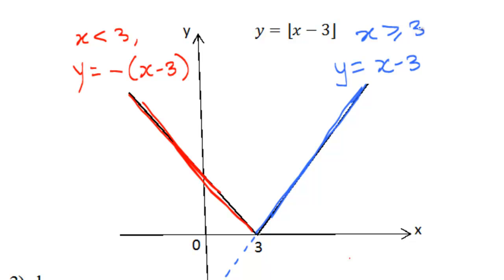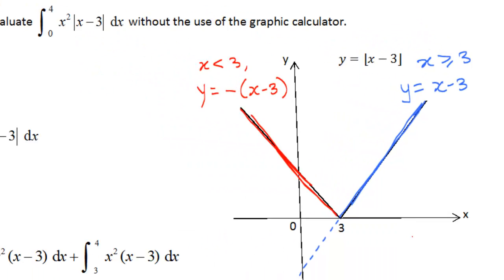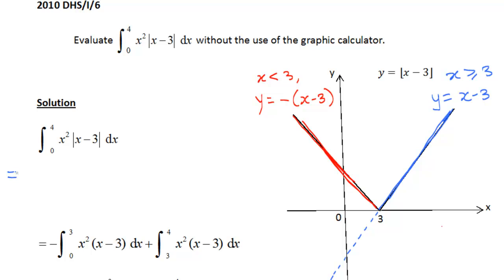So we use this knowledge to simplify the integral, breaking it into two parts that involve the equivalent forms of the absolute value of x minus 3. So instead of integrating from 0 to 4, we need to break it up at x equals 3. So we integrate for x equals 0 to x equals 3. We copy down the function x squared.